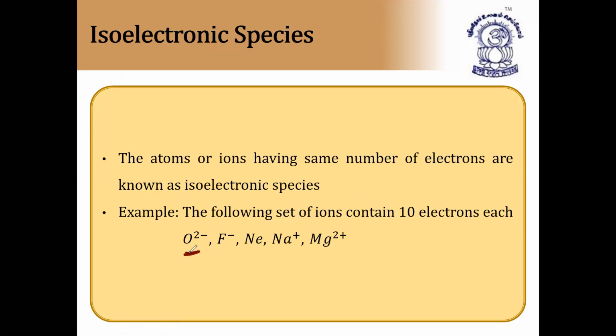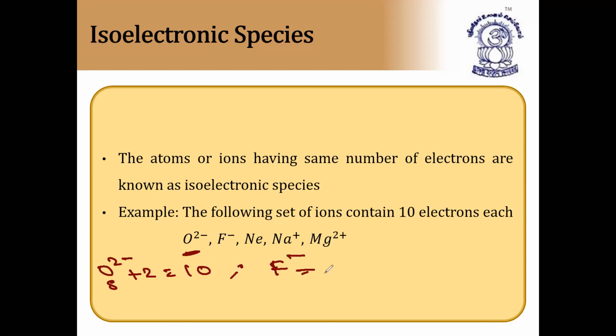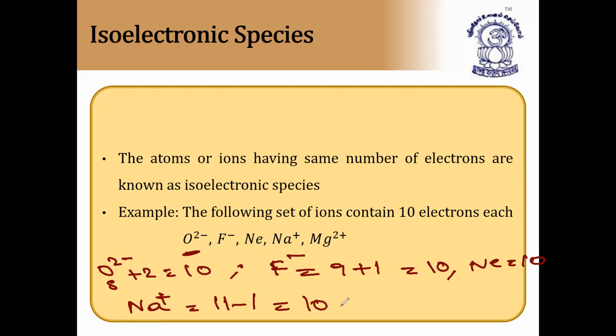So oxygen atomic number is 8, it is gaining 2 electrons, so it becomes 10. Fluorine minus also, 9 plus 1, 10. Neon, we already know its atomic number is 10. It has 10 electrons because it has no charge. So only 10. Sodium ion: atomic number 11, so 11 minus 1, because plus 1, becomes 10. Similarly magnesium, Mg2 plus: 12 minus 2 is equal to 10.